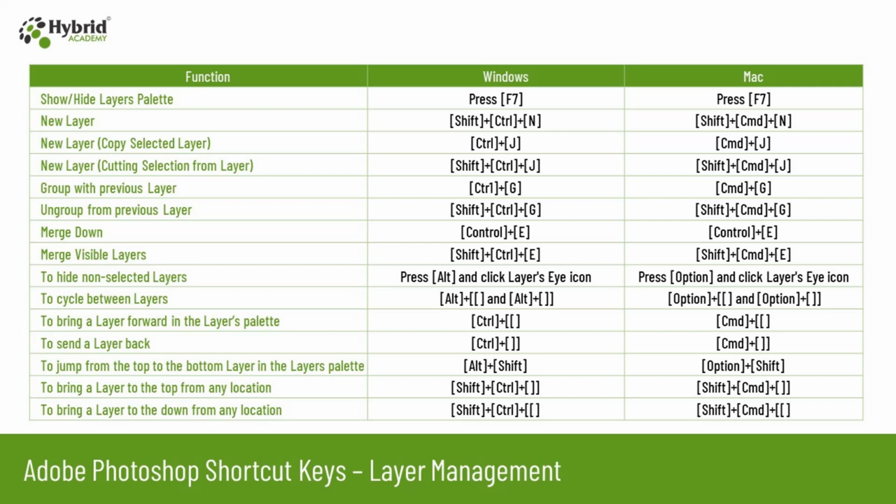So to show and hide the layer palette, the shortcut key is F7. For a new layer, the shortcut key is Ctrl plus Shift plus N. If you wish to create a copy of the selected layer, the shortcut is Ctrl plus J. Similarly, there are multiple options. If you want to merge multiple layers, the option is Ctrl plus E, and so on.